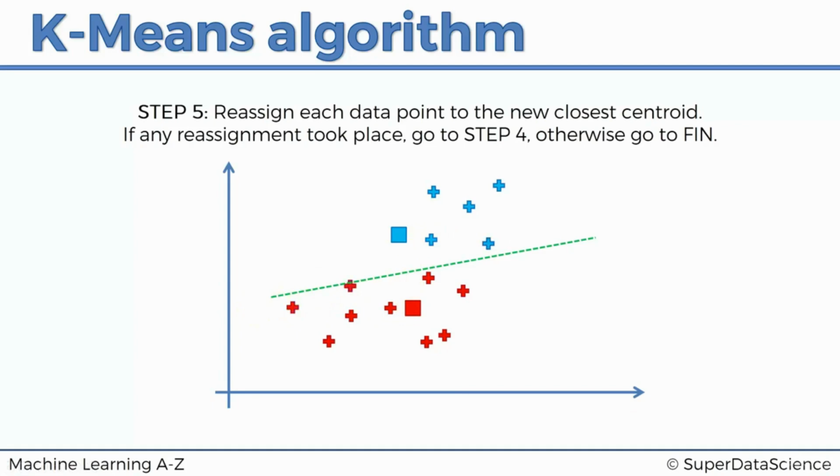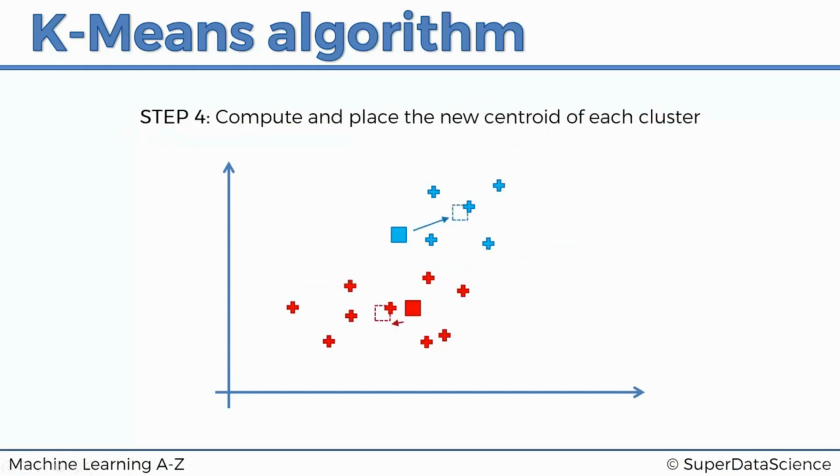There we go. So now we've got a new clustering, and some reassignment did take place, so we're going to proceed back to step 4. We're going back to step 4: compute and place the new centroids for each cluster.